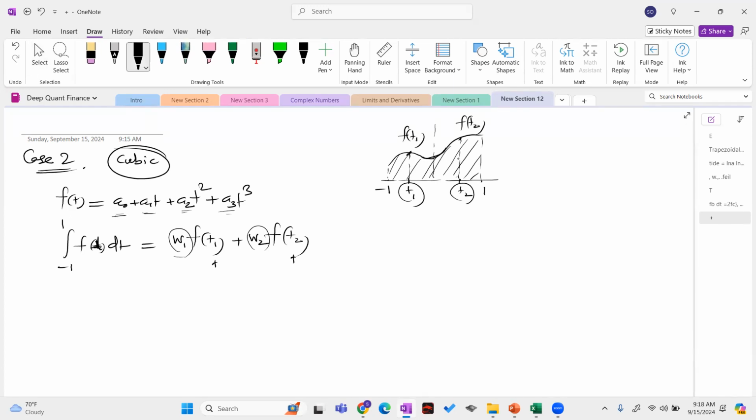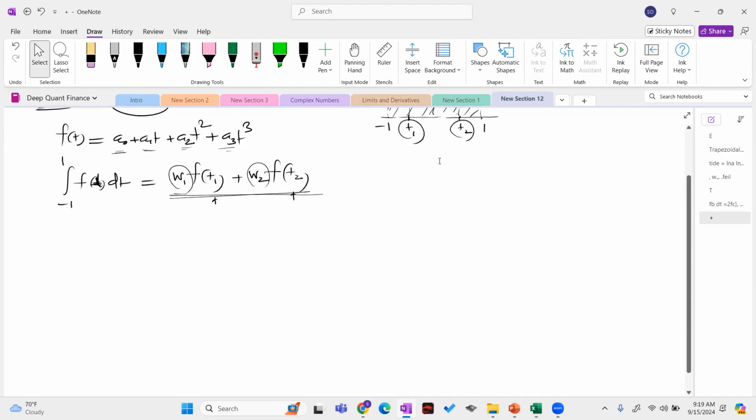Now my functional specification has changed. I have two W's and two T's, right? So we have to do the whole exercise all over again. If f(t) is linear, no, not linear, constant, let's say f(t) equal to a0, right? Then the integral of f(t) dt will be 2a0. We did it last time.